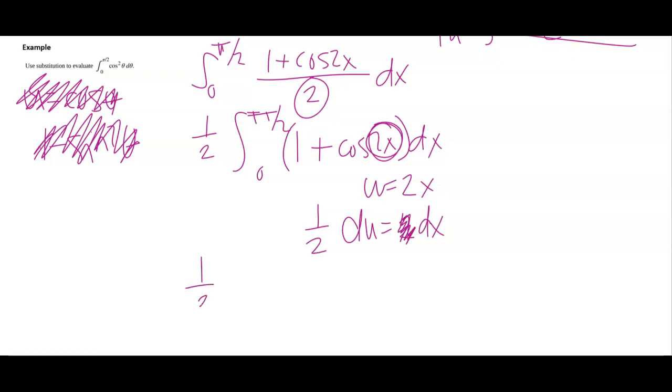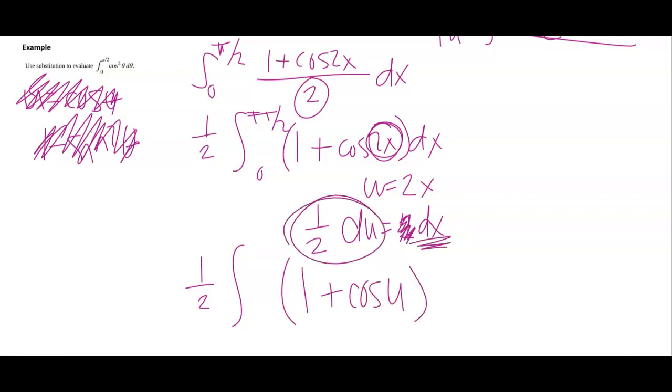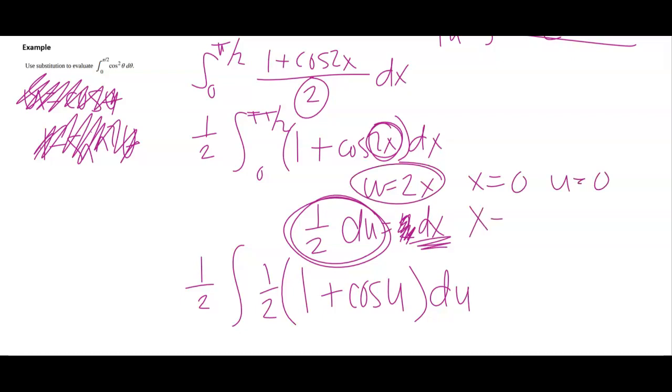All right, let's go ahead and fill in the pieces that we know. I need to change my bounds. 1 doesn't change, cosine of u, and then in place of dx, I need a 1/2 du. All right, when x equals 0, u equals 0, plugging in here. When x equals pi over 2, u equals pi. So I'm going to go from 0 to pi.